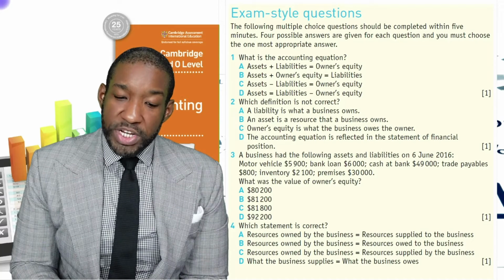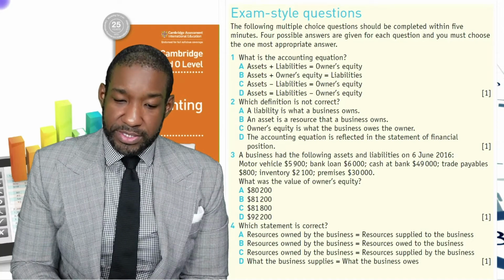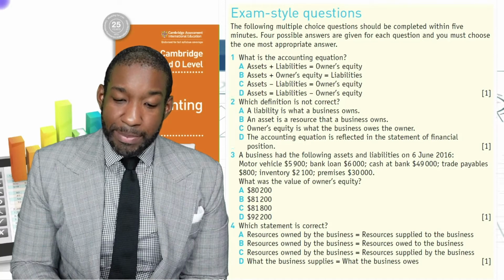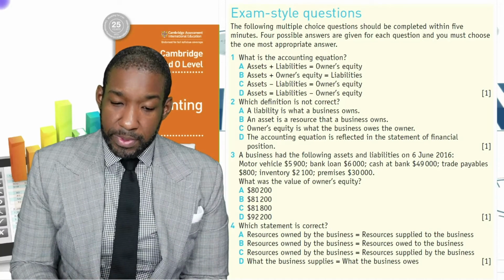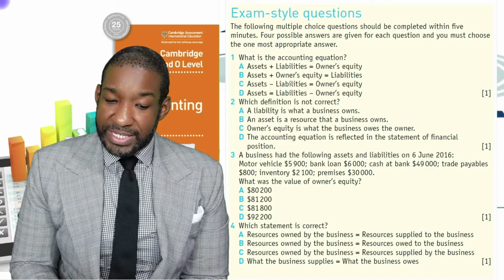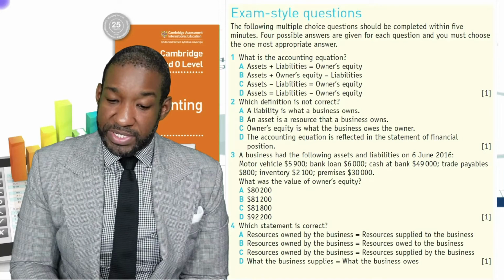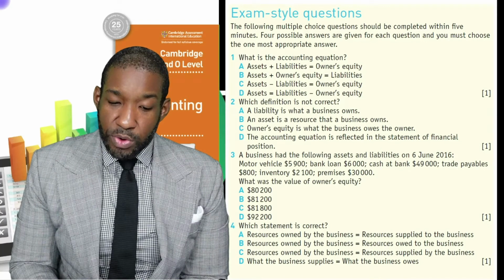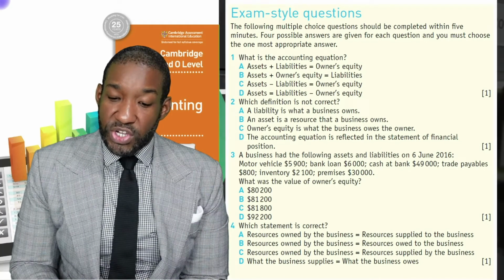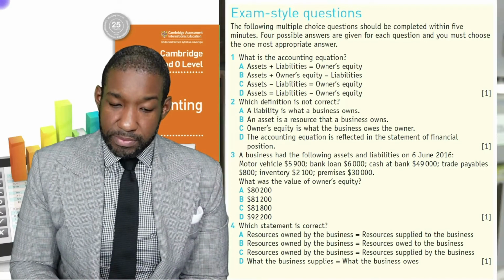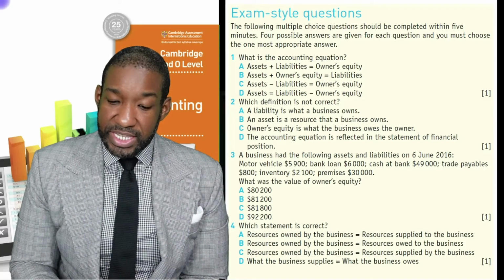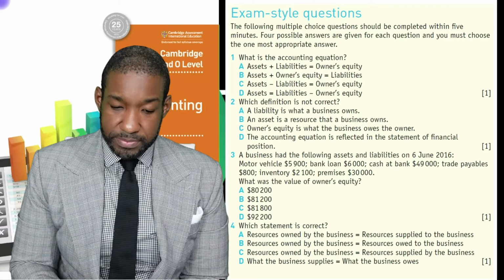Number 2, which definition is not correct? A, a liability is what a business owns. B, an asset is a resource that a business owns. C, owner's equity is what the business owes the owner. Or D, the accounting equation is reflected in the statement of financial position.